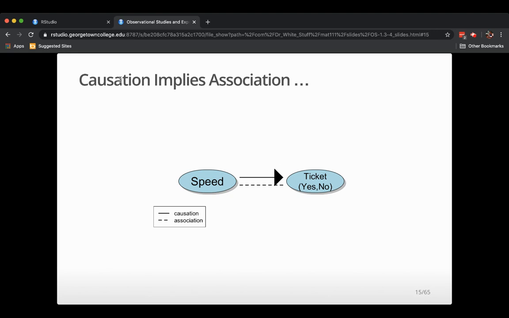And you know what? Whenever there's causation, there's going to have to be association. Causation implies association. Whenever one variable causes another, the two variables are going to have to be associated. Think about why this is so. Speeding causes tickets. The more you speed, the bigger the chance that you'll get a ticket. So if you look at a lot of people, you'll find that the ones with higher car speeds tend to have tickets more often, and the ones with lower car speeds have tickets less often. So the values of the variables go together. That's association.